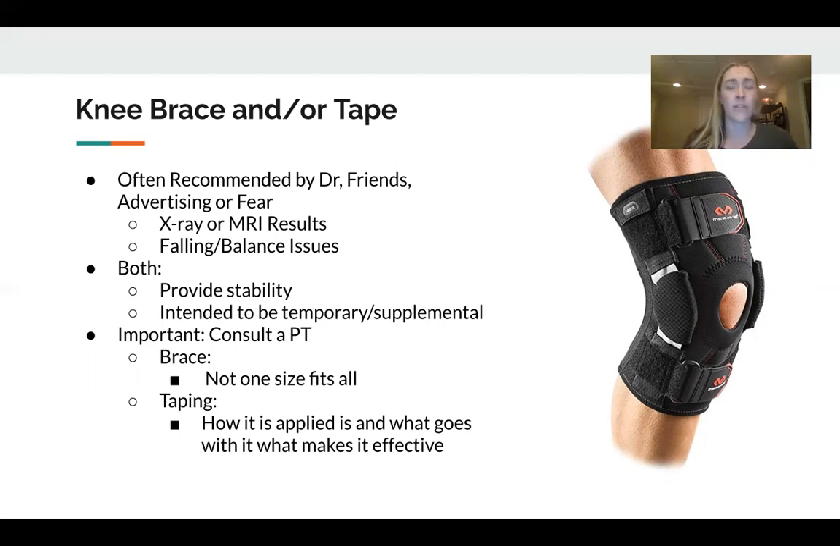I believe that there's a time and a place for everything, and bracing and taping both provide stability, but there really should be a temporary or supplemental thing. So that's why you should really talk to a PT about it, especially what brace you should get, because not one brace is appropriate for everybody. And also learning if you're taping appropriately and what you need to be doing in addition to taping, because that's what makes it effective.